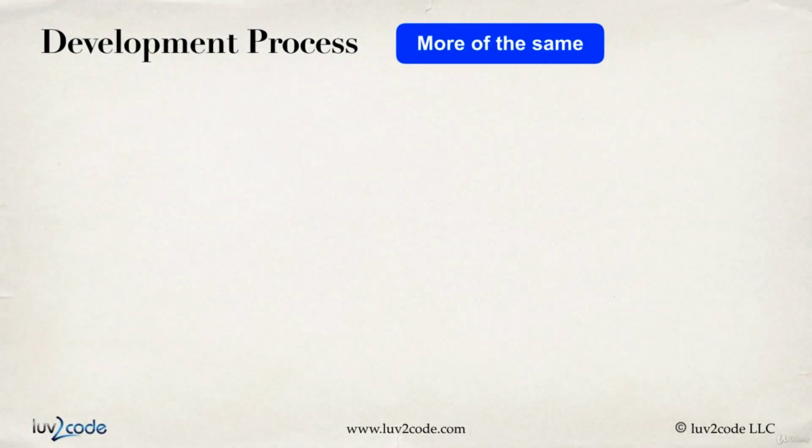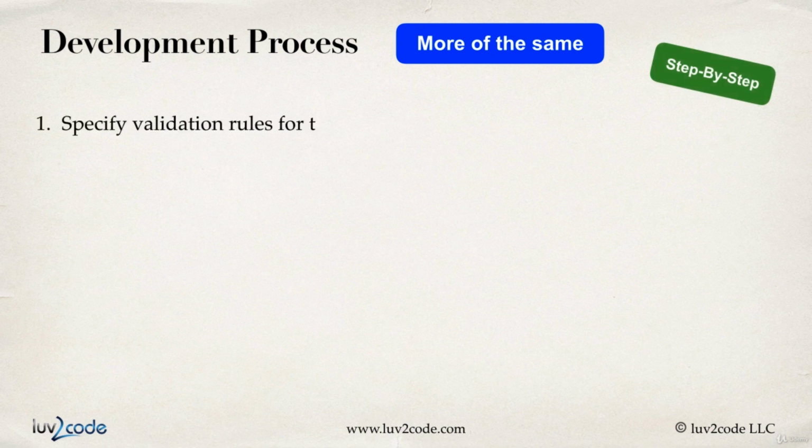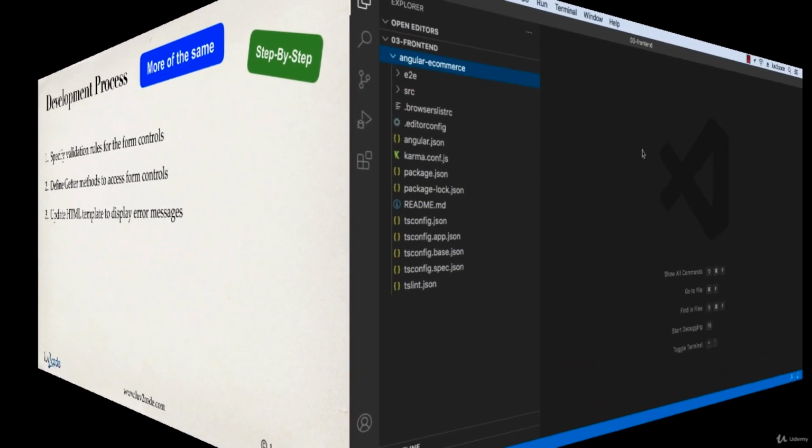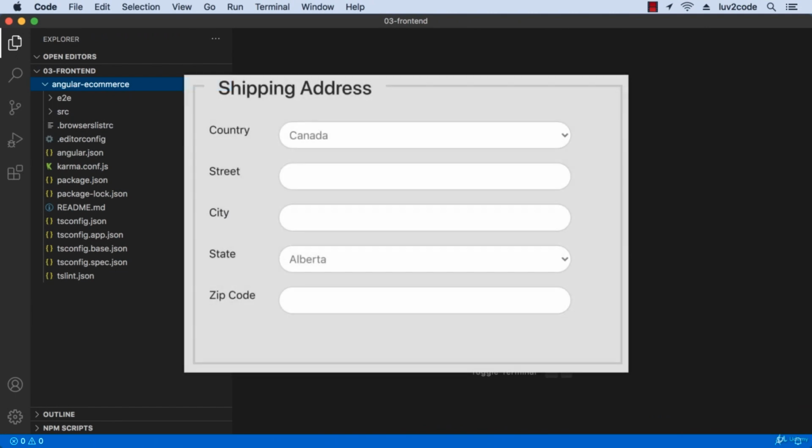And our development process is just more of the same. Basically, we'll go through and add the validation rules, define the getter methods, and update the HTML template. So let's swing into our IDE. In this section, we'll focus on adding the validation for shipping address.